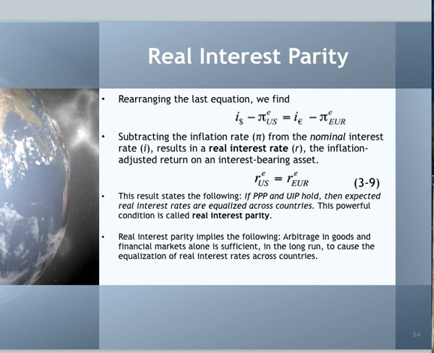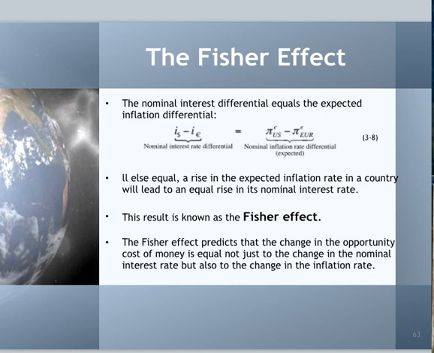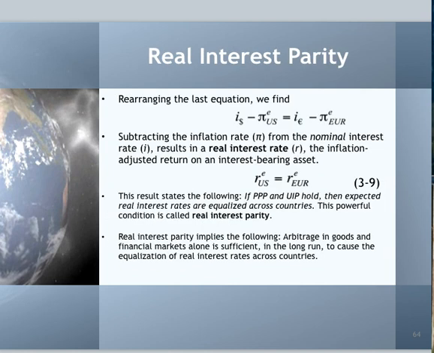So subtracting the inflation rate pi from the nominal interest rate i results in the real interest rate r by definition, and that's what we refer to as the Fisher effect. In fact, this equation represents the Fisher effect, because the Fisher effect tells us that the real interest rate is equal to the nominal interest rate minus the inflation rate. And that's what we get here on both sides of the equation: nominal interest rate minus the inflation rate. That's what's known as the real interest rate, and it is the Fisher equation.